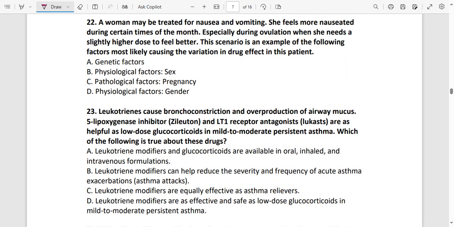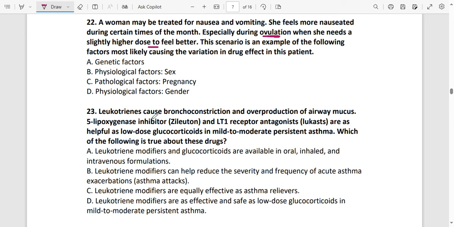Number 22, a woman may be treated for nausea and vomiting. She feels more nauseated during certain times of the month, especially during ovulation, when she needs a slightly higher dose to feel better. Remember, this woman, it has to do with what? It has to do especially with ovulation. This scenario is an example of the following factors most likely to cause the variation in drug effect in this patient: genetic factors, physiological factors, sex, pathological factors, pregnancy, physiological factors, gender.